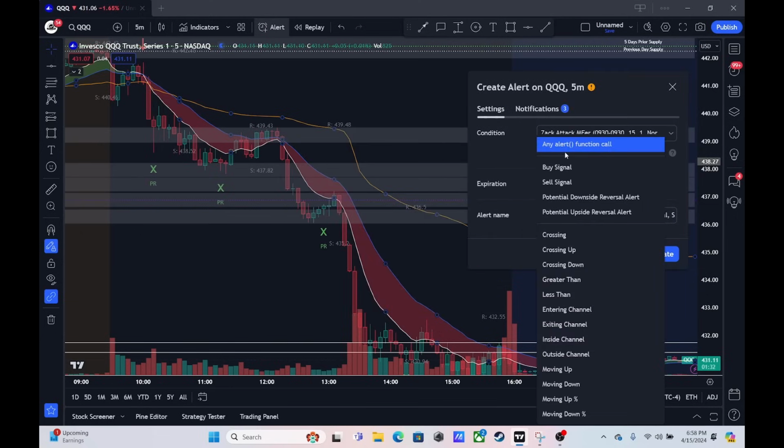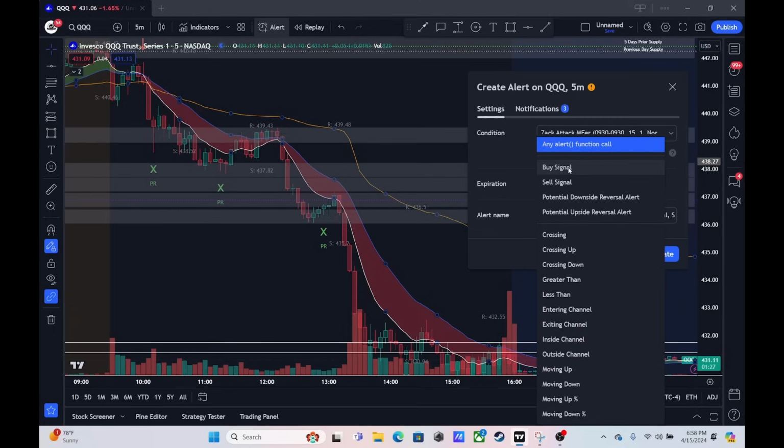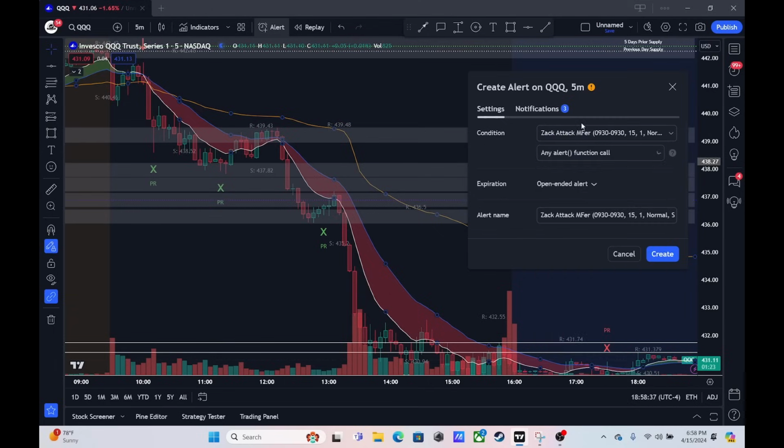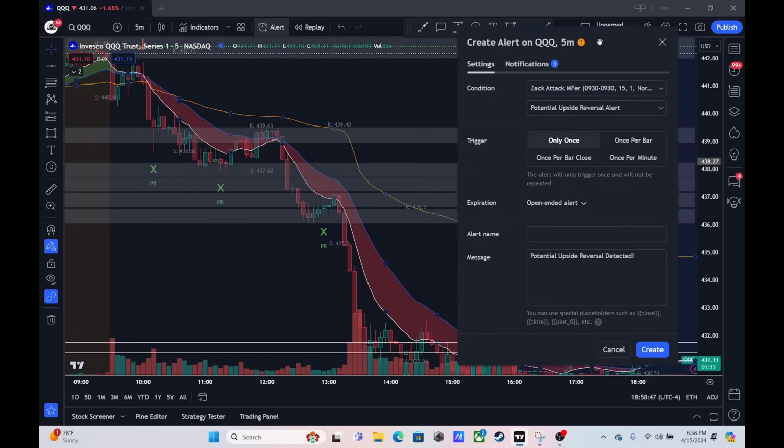And then there's conditions. So you can create alerts for both buy and sell signals, which is the long and short, as well as the PR, the upside PR and the downside PR. So let's say I really want to know when we get these upside PRs, because you can see here it gave me some nice scalp opportunities, right? So I can make it, let's say, potential upside reversal alert. And now it's going to give you some more options.